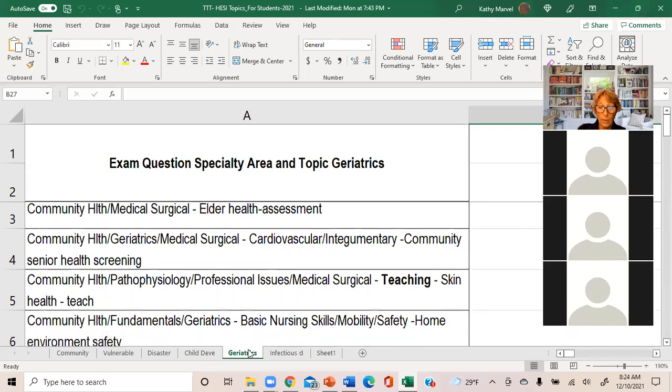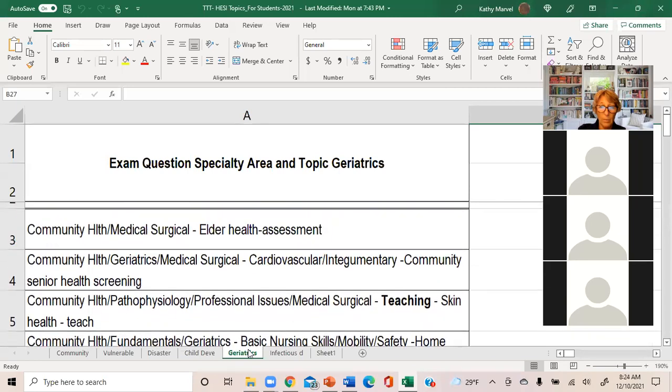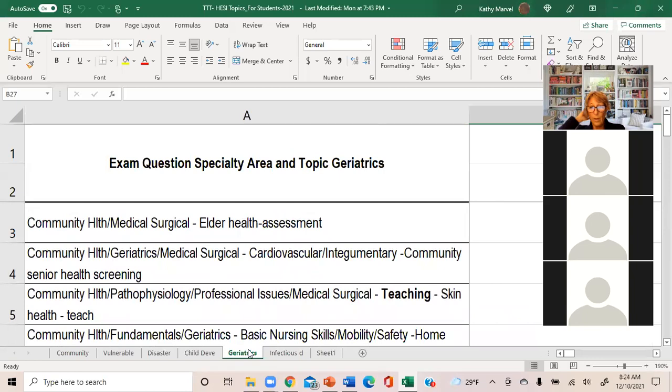Okay, we're in our geriatrics topic. So elder health assessment. What do you guys think? What entails an elder health assessment? What do we look for? What risks do we look for? What are they at risk for? What kind of abuse? Physical, psychological, financial? What do you guys think?